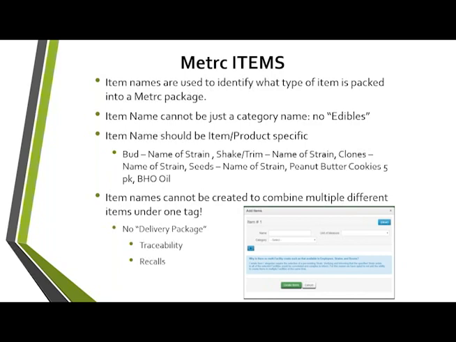Item names are what you use to identify what type of item is in that package. You cannot just create a name that's very simple, and it can't be a product category. You can't just put edibles in there. It has to be more specific than that.